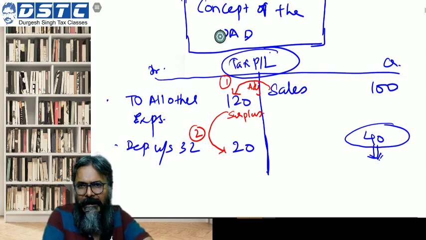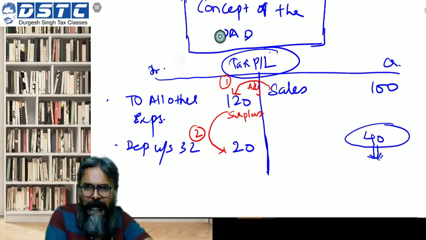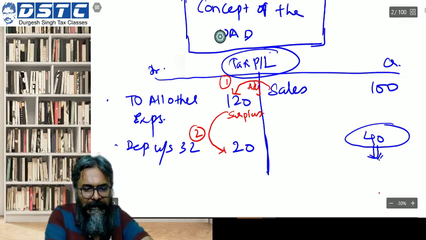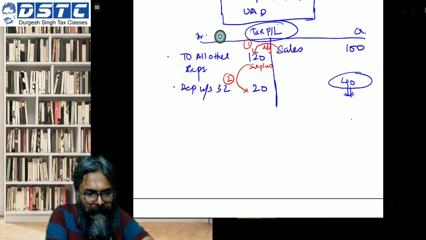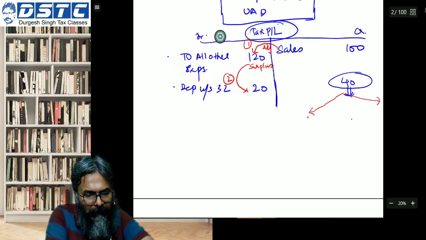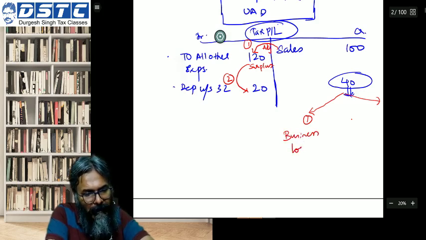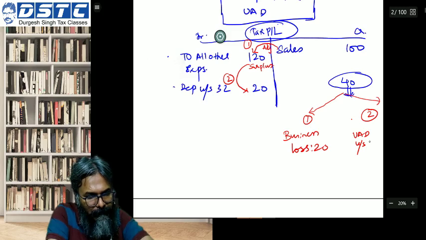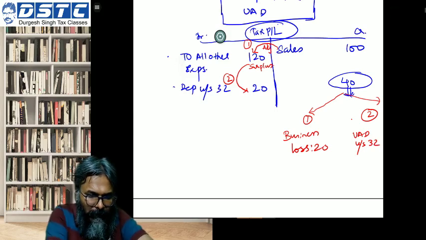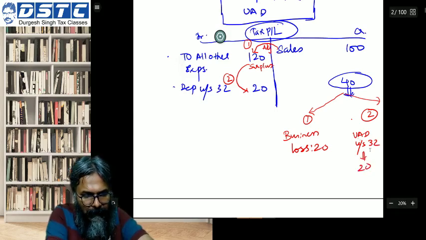Now in this case, obviously there is no surplus. In fact, your other expenditure also could not be fully adjusted. Therefore, what would be the treatment? The first one is a business loss of 20, and the second one is the unabsorbed depreciation under section 32 of 20.